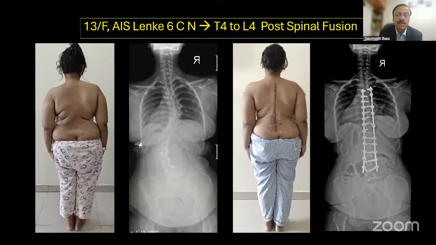A similar clinical picture in which the lumbar curve was more. So there's a question of stopping at T10 and leaving the thoracic curve or going up to the thoracic curve. In the bending films, if you see, this is quite flexible. You should go up to T4 and this is the final result.